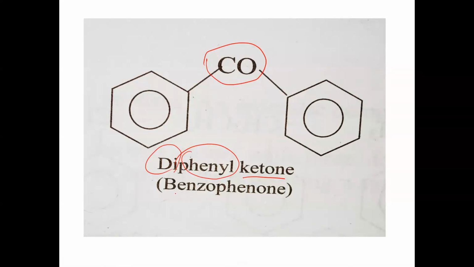And also we say here benzophenone. A phenyl and one: phenyl and one. That's why it is phenone. So benzophenone, or diphenyl ketone, we say for this structure.